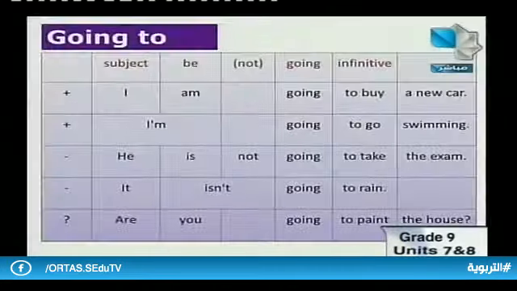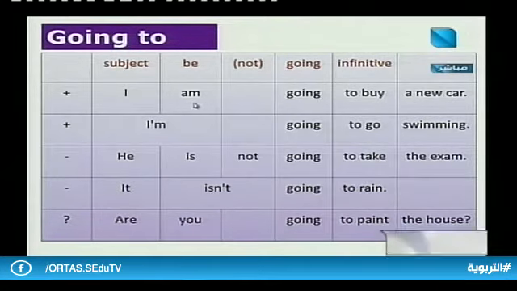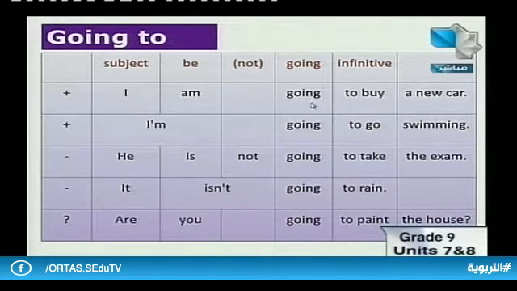Thank you very much. Okay, Miss Fidan, now we can talk about the second form of the future, which is be going to plus the base form. Would you please give the students an idea about it and why we use it? First of all, I want to talk about the form. I am going to buy a new car. We have a subject, then the verb to be, then going to, after that the infinitive, then the rest of the sentence.